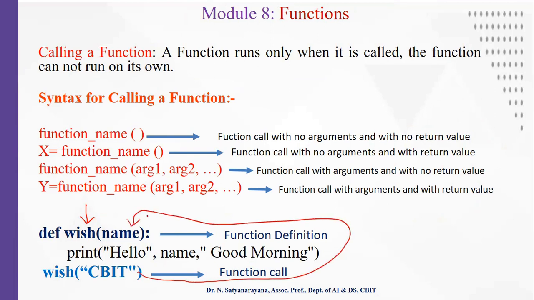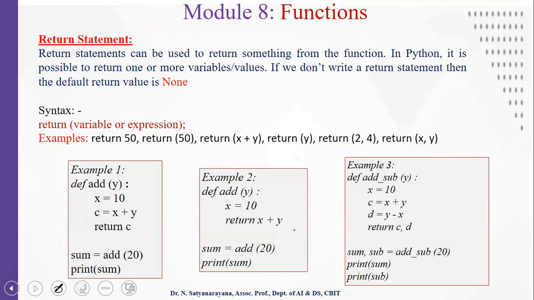So name is assigned with the string. This is a function call. The function call will be linked to the function definition, in the sense that when a function call is encountered, the flow of execution will be switched over from the function call to the function definition. So from there onward the control comes into the function body, and it will print hello, and then the name is CBIT, hello CBIT, good morning. So this is the way a user defined function can be taken into consideration.